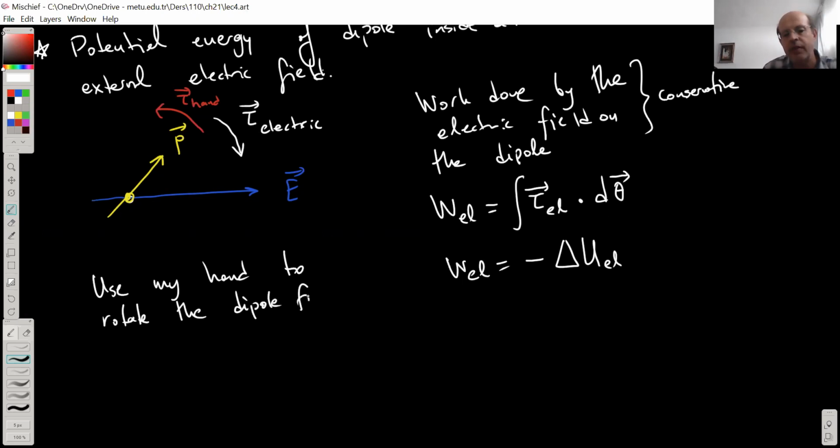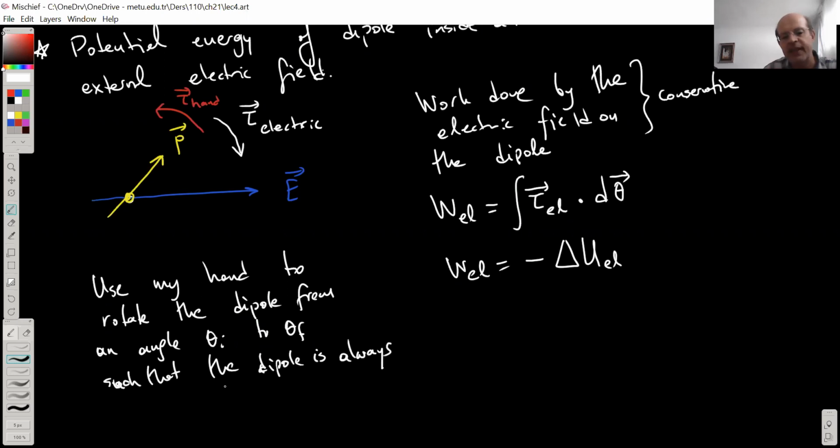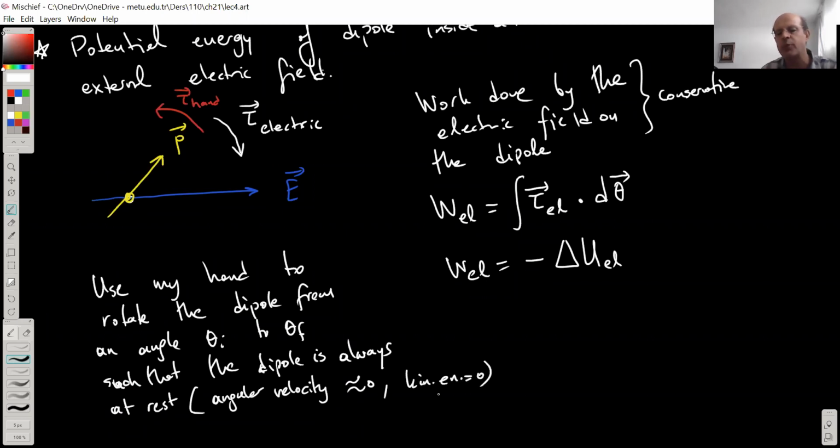from an initial angle to a final angle, such that the dipole is always at rest. I think this is nonsense, but let's say that the angular velocity is almost equal to 0. So that means kinetic energy is equal to 0. That's the one that I'm concerned with. So there should be no change in the kinetic energy.